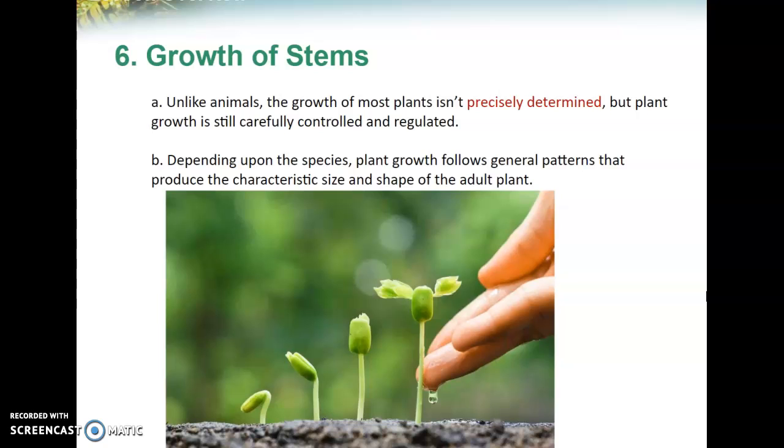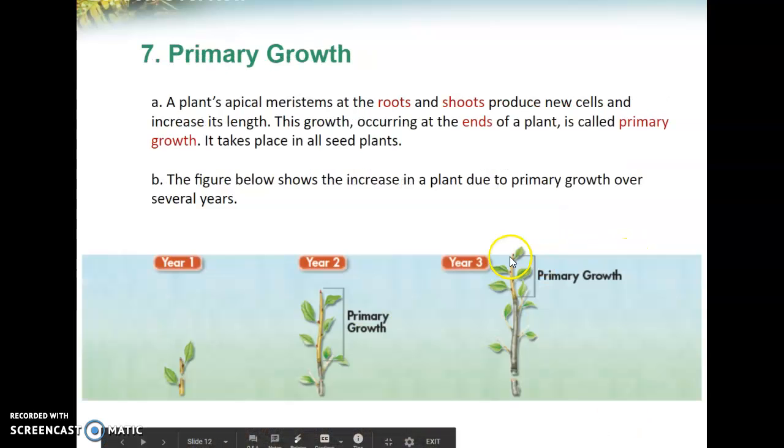A tree, though, you might have 2 trees of the exact same species. One of them has a central trunk that goes straight up and then 10 main branches off of that. Another one might have 2 trunks that are split and 50 smaller branches off of that. So they're not exactly the same in how they grow. They grow in different ways than animals do. Now, when we talk about growth in plants, we can talk about 2 kinds of growth, primary growth and secondary growth. Let's talk about the primary growth first.